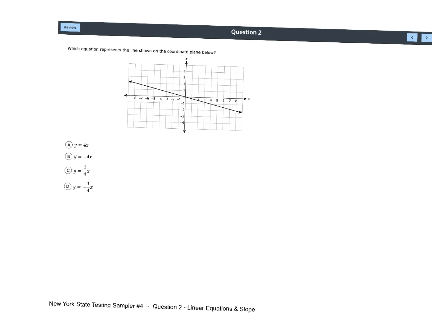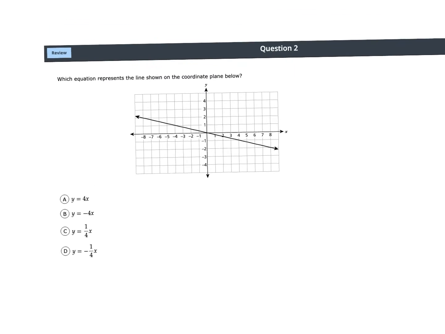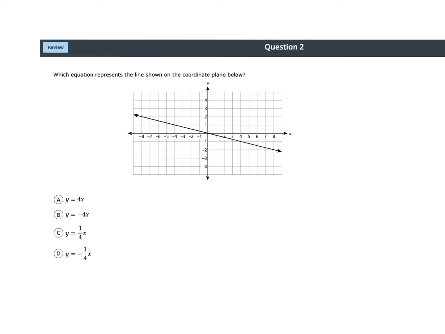Okay, this function problem comes from New York State testing sampler number 4. It is question number 2, linear equations and slope. All right, let's zoom into it. It says, which equation represents the line shown on the coordinate plane below?